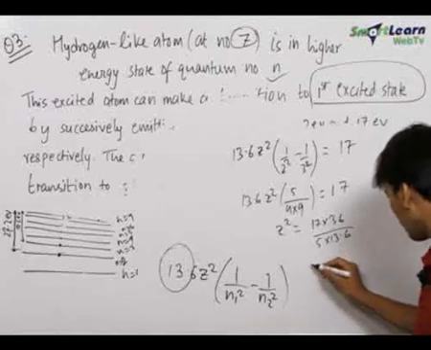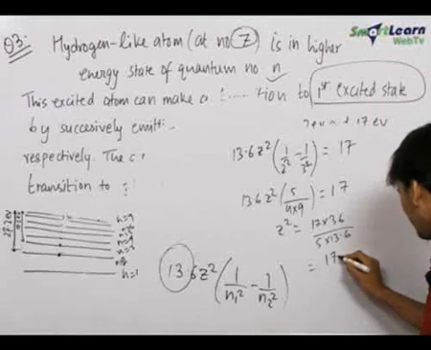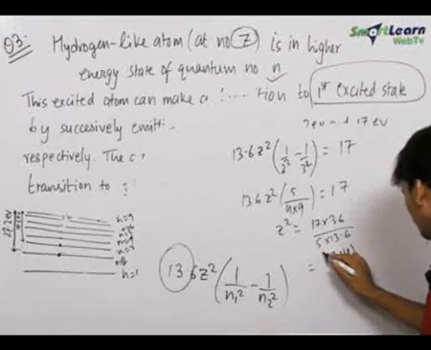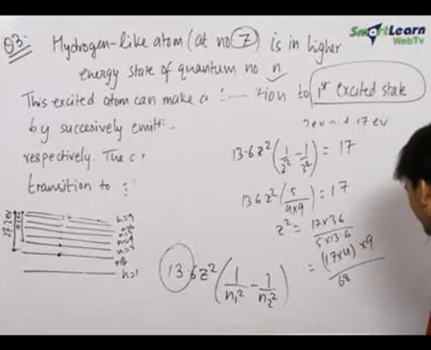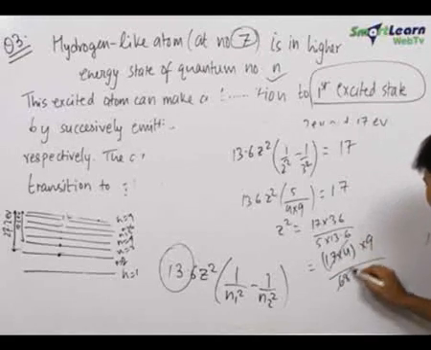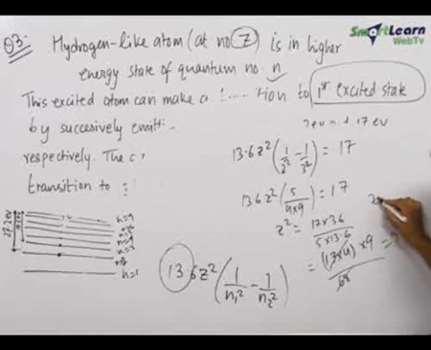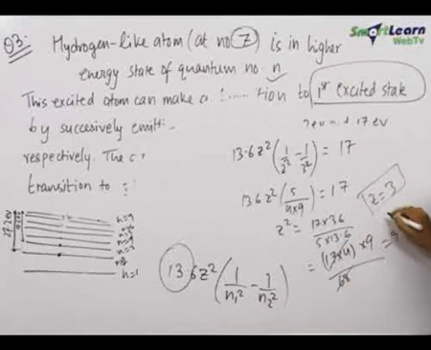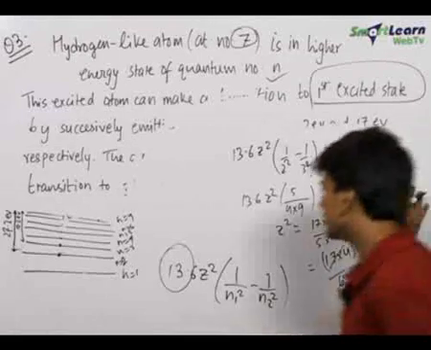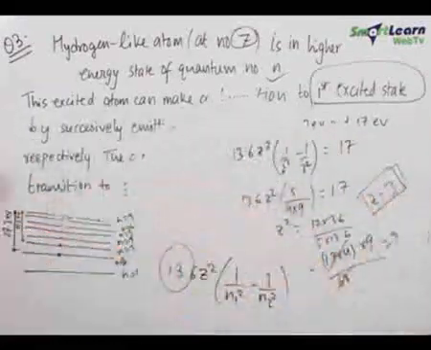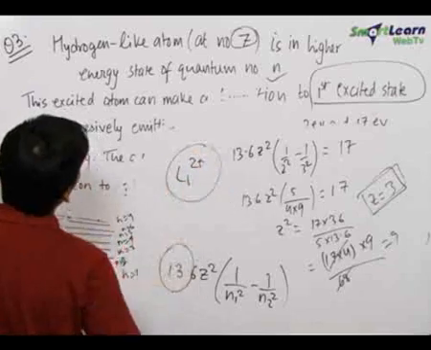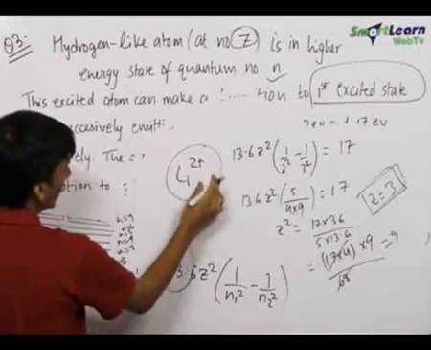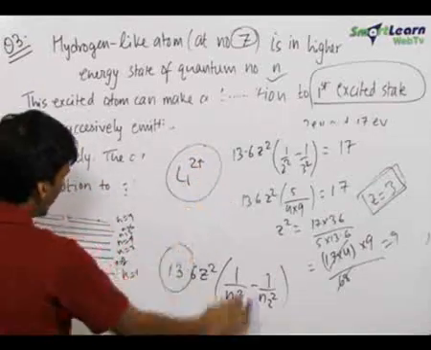So from here we see that this can be written as 17 into 4 into 9 upon 68. This gets cancelled, this is equal to 9. Therefore Z is equal to 3. So we get the answer for Z directly, that is the atomic number of the element is equal to 3. That is, it is a lithium 2 plus ion, because the atomic number is 3 and it has to be a single electronic species, therefore it is Li2 plus.